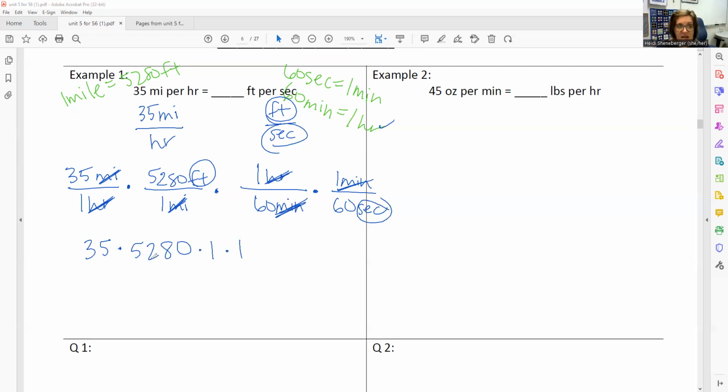I have 35 times 5,280 times 1 and 1 all over 1 times 60 times 60. I'm going to use my calculator because I always use my resources. 35 times 5,280 is a super huge number. Times 1 times 1, the number stays the same, so I can just kind of ignore those guys.